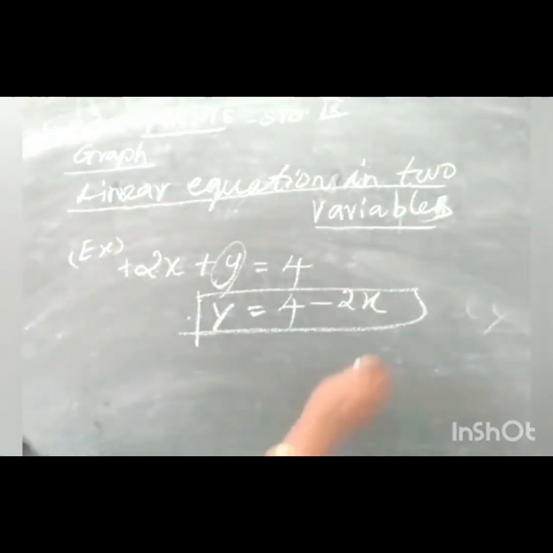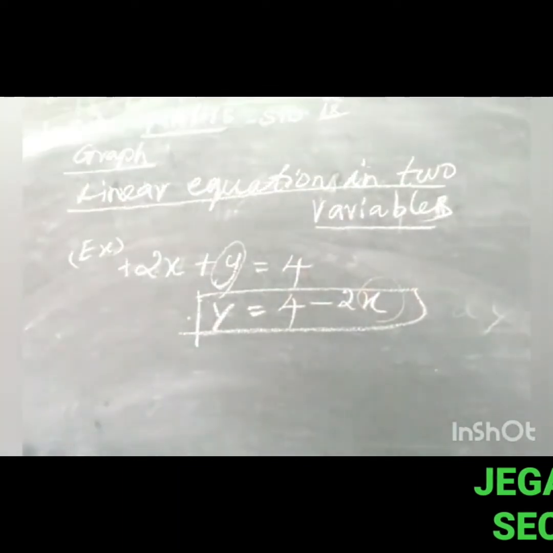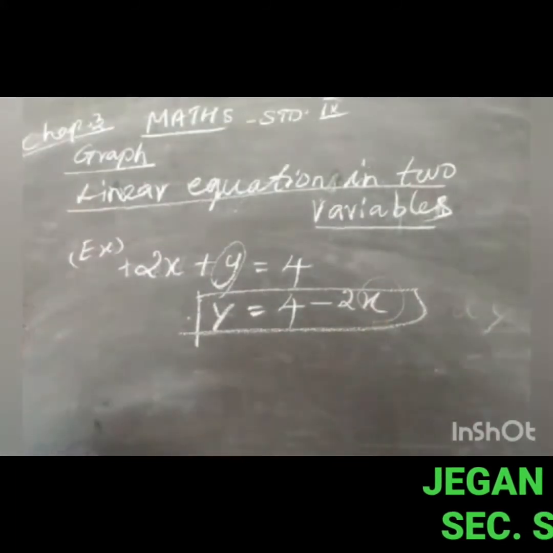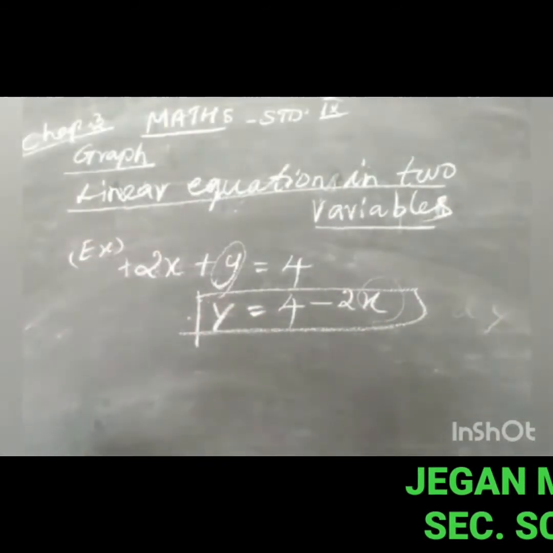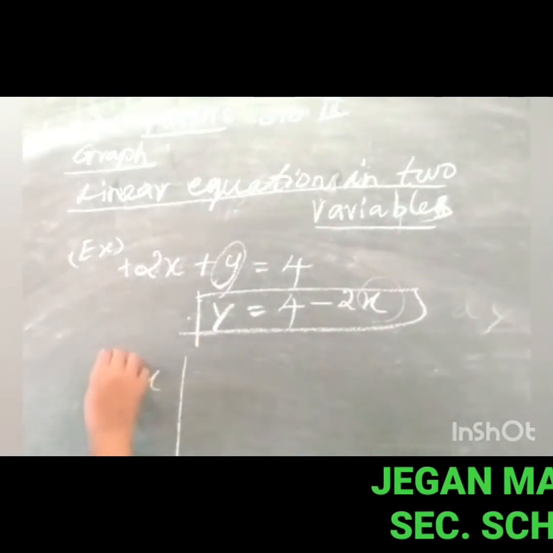Now we give any values for this x. You can assume any values, that is your choice. You can give any two negative values and any two positive values for this x. After that you can find out the value of y. For example, first make a column like this.